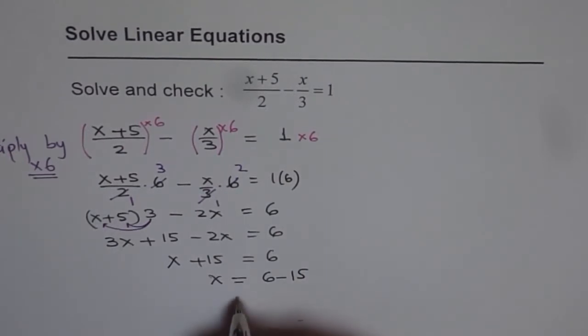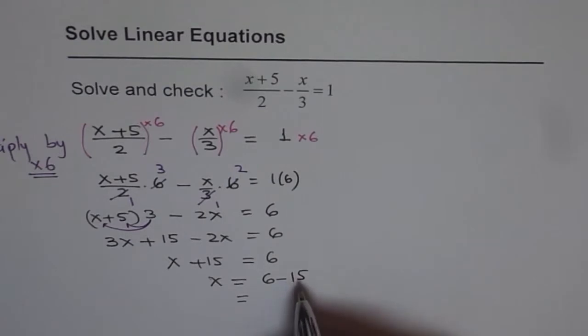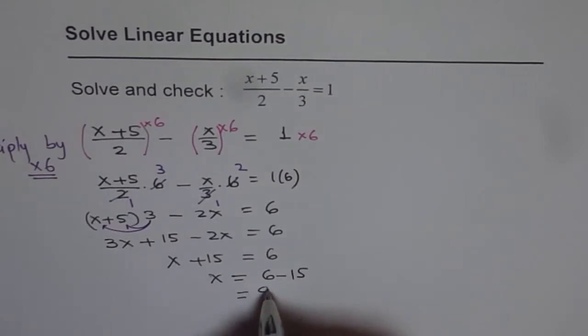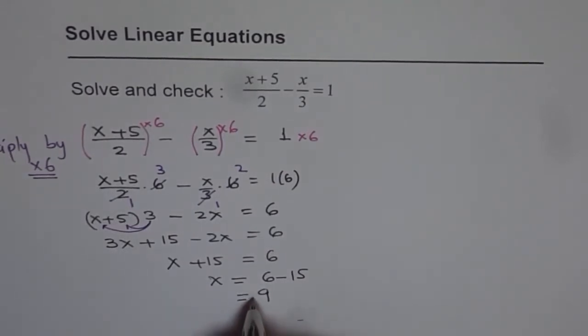And 6 minus 15 is what? You can use your calculator, or you can say, well, it is 9. 6 plus 4 is 10, 10 plus 5 is 15. So it is 9, and that too with a negative sign, since it is minus 15. Do you get it? So that is what we have.